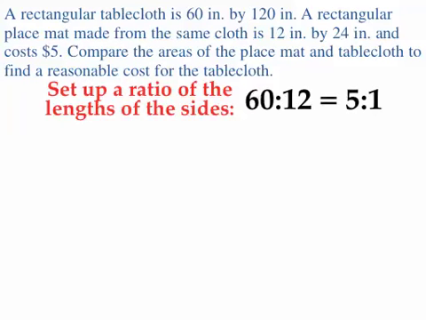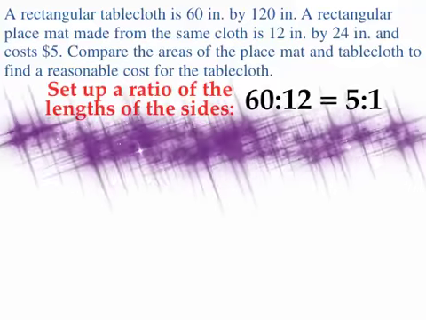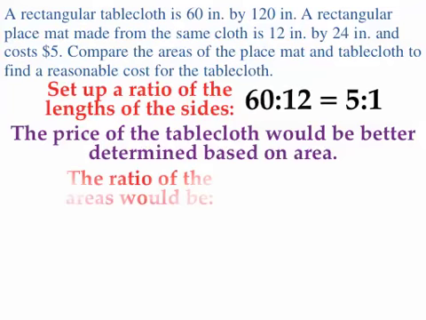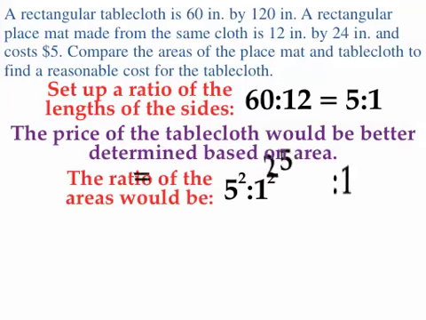Now that I have the ratio of the sides, I need to find the ratio of the area. This makes sense because the price of a tablecloth and the price of a placemat is going to be based off of how much fabric you need to use, which would be the area of each. So to find the ratio of the area, I need to square both 5 and 1, and when I do so, I get the ratio of the area to be 25 to 1.